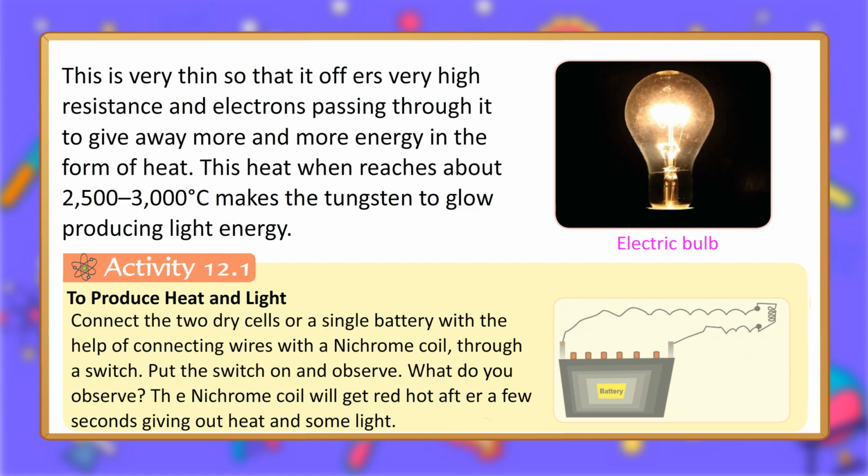Activity 12.1. To produce heat and light. Connect the two dry cells or a single battery with the help of connecting wires with a nichrome coil, through a switch. Put the switch on and observe. What do you observe? The nichrome coil will get red hot after a few seconds, giving out heat and some light.